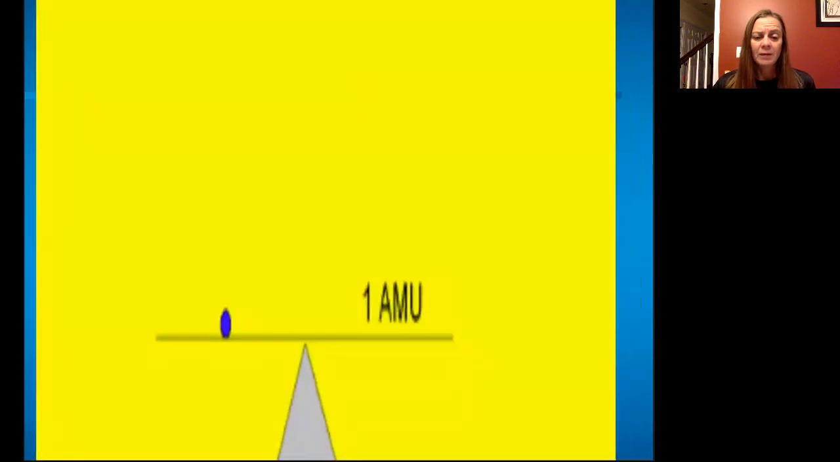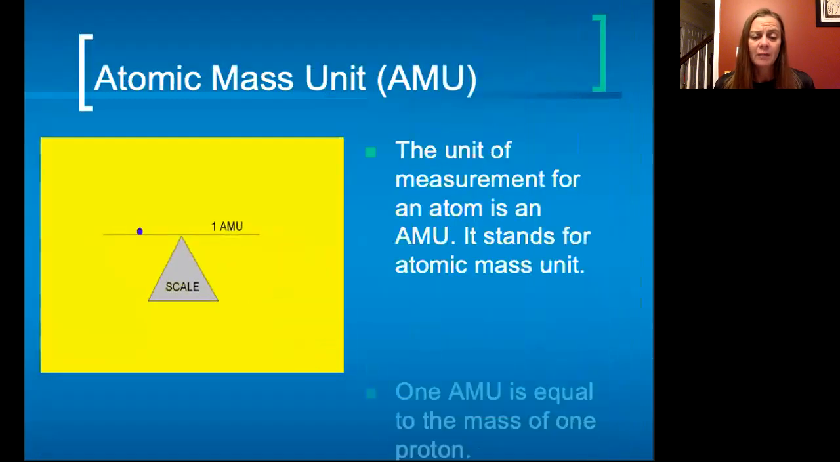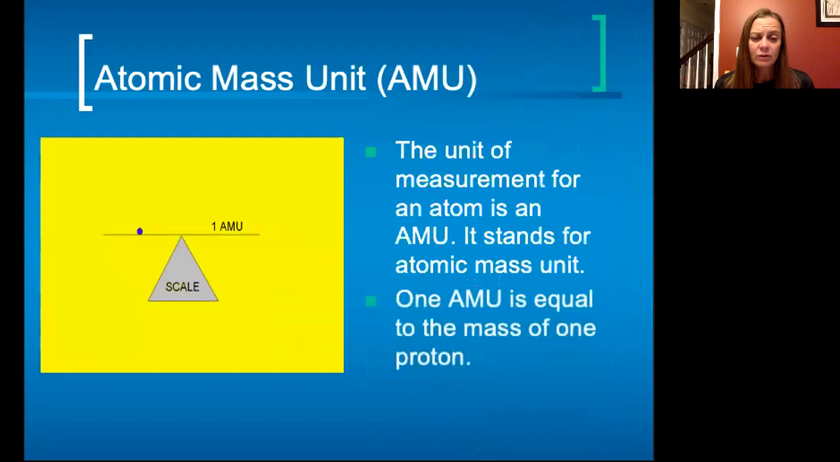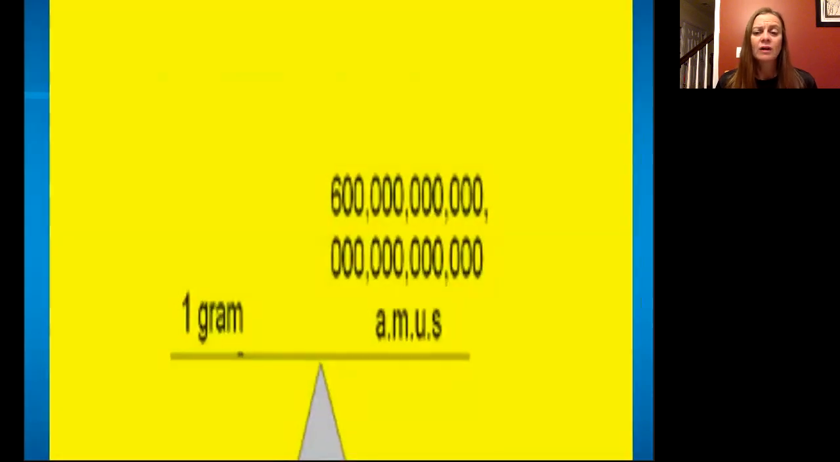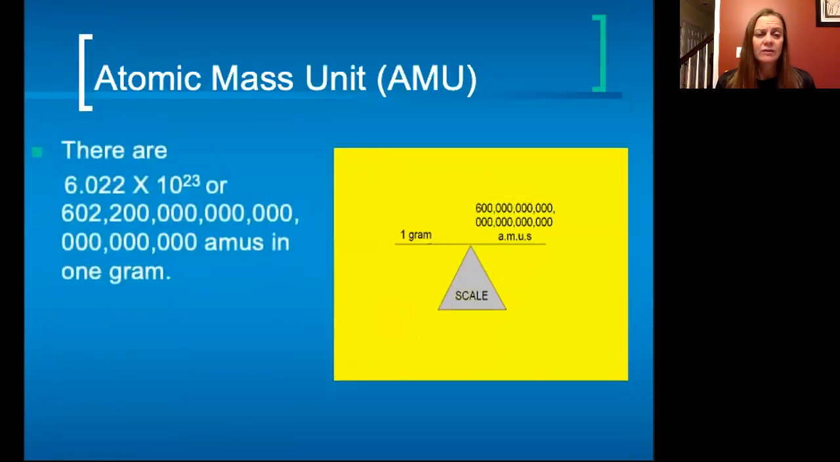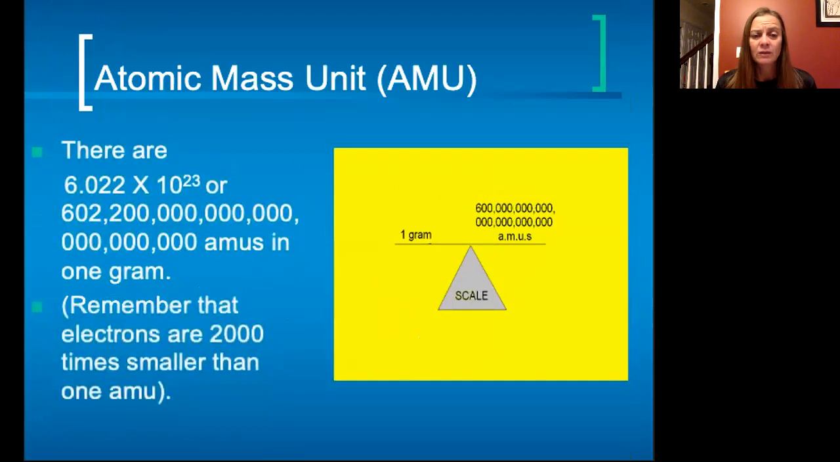Okay, and what is that measured in? That's measured in something called atomic mass units, or AMUs. 1 AMU is the mass of 1 proton. AMUs are tiny. There's 6.022 times 10 to the 23rd AMUs in 1 gram. And electrons are even smaller than that. So we have a lot of AMUs in a gram, but whenever we're talking about atomic mass, we are measuring it in atomic mass units.